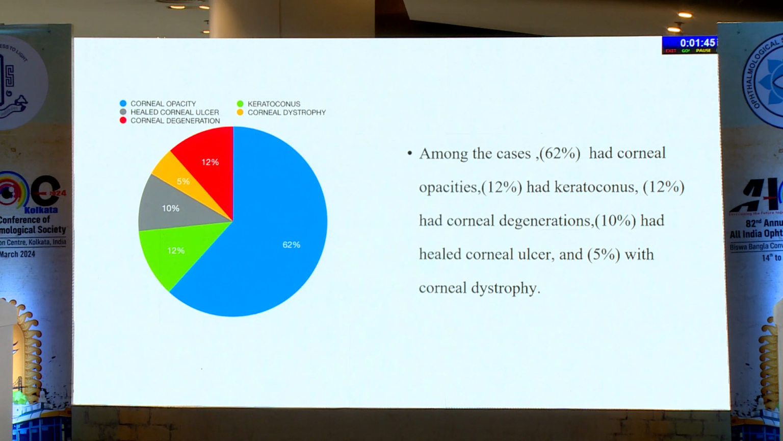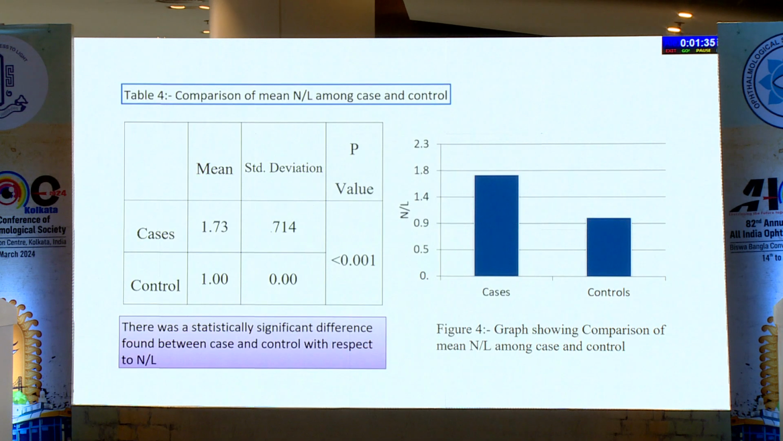Among the cases, 62% had corneal opacities, 12% had keratoconus, 12% had corneal degenerations, 10% had healed corneal ulcer, and 5% with corneal dystrophy. Comparison of mean neutrophil lymphocyte ratio among the cases and control shows there was a statistically significant difference found between the cases and the control with respect to the neutrophil lymphocyte ratio.